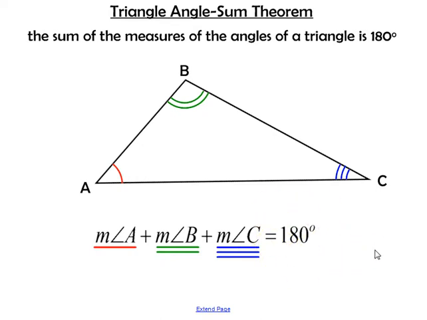Now there is a way to use the parallel postulate that we just talked about and the idea of alternate interior angles to prove that the three angle measures of a triangle have to equal 180 degrees. We'll talk about that proof in class.